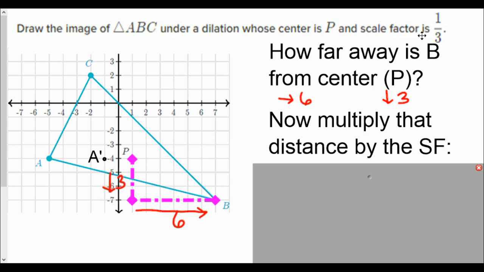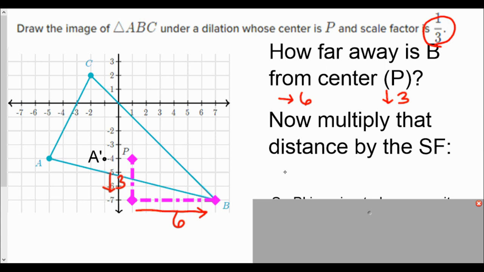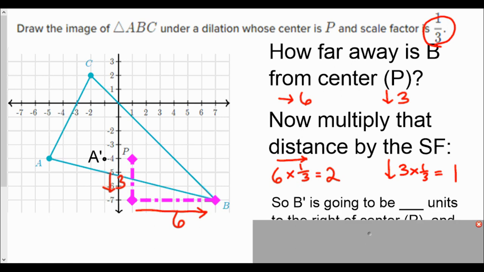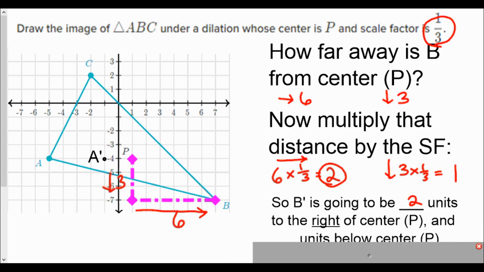Now we need to multiply both of those numbers by the scale factor. So 6 times 1/3 is going to equal 2. And I'm going to make a note with an arrow to make sure I don't forget, hey, that's to the right. So I've got to push that out from P to the right 2 spaces. And now the moving down 3, I've got to multiply that by 1/3, and I get 1. So B prime is going to be 2 units to the right, and it's going to be 1 unit below P. Okay?